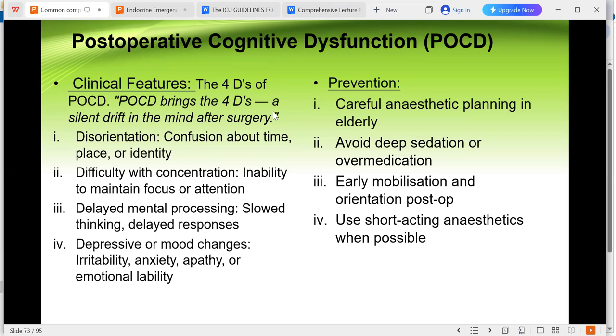Make sure you engage the patient as you put them to sleep and as you wake them up from anesthesia. Engage them. It helps in early reorientation of this patient post anesthesia, especially in elderly patients.